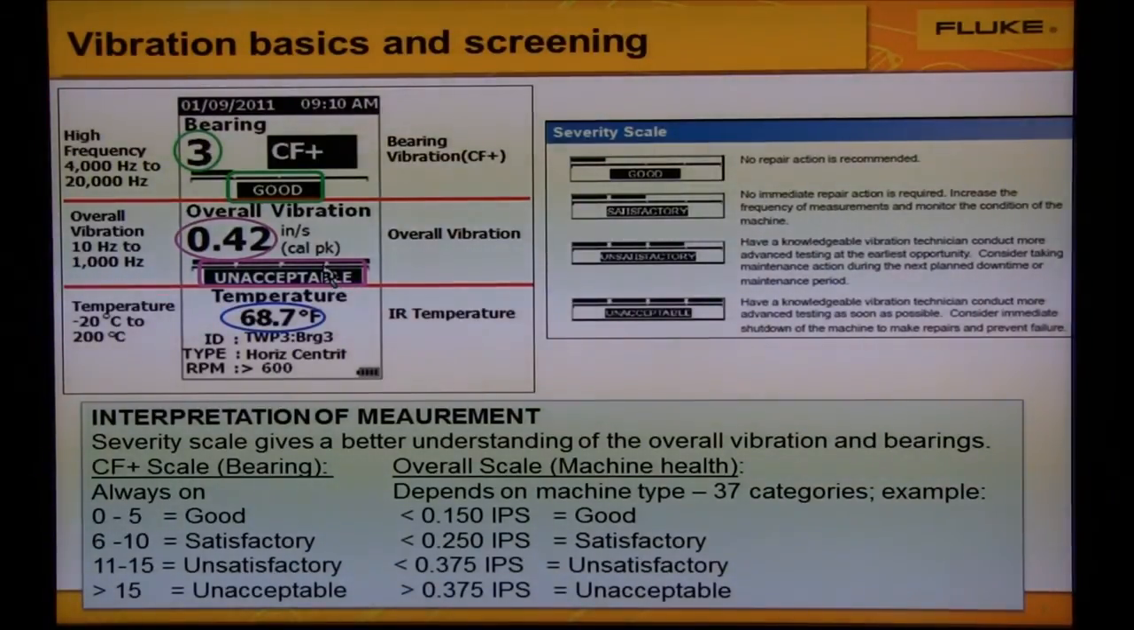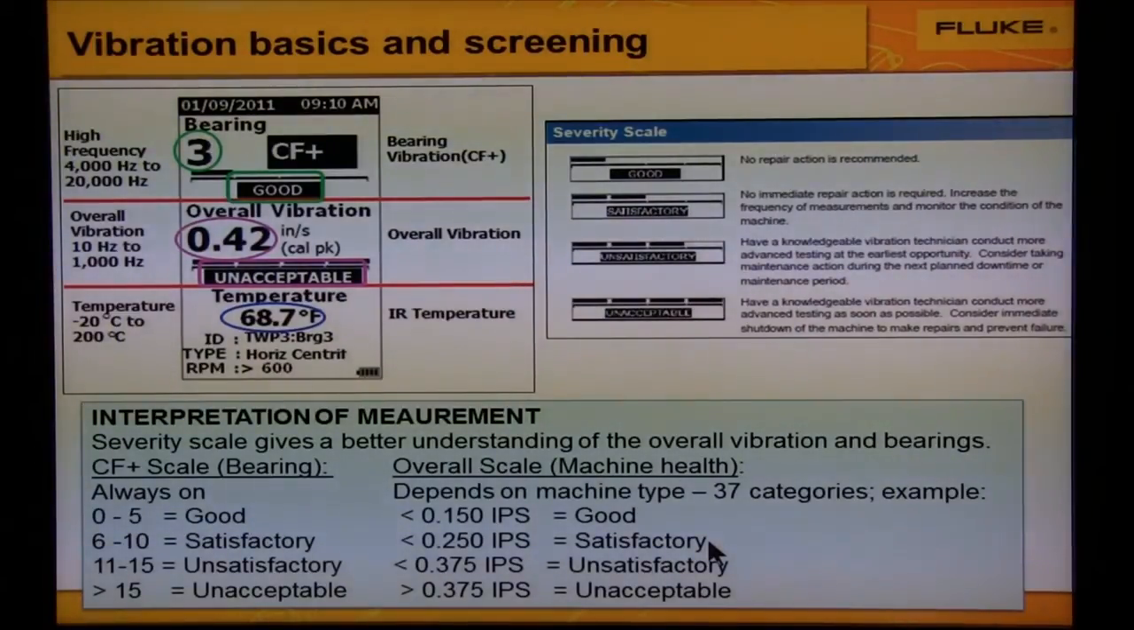The other severity scale is based on overall vibration and shows the machine's health. See the purple circle and box. This scale depends on the comparison of one of the 37 machine categories to be selected during setup. If the machine category is not selected, the severity scale will not be displayed. It will be left blank. If your machine is not on the list, then the database does not have overall vibration levels stored for comparison.